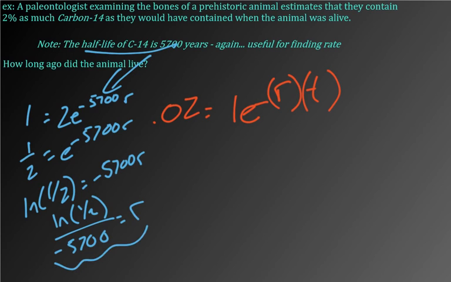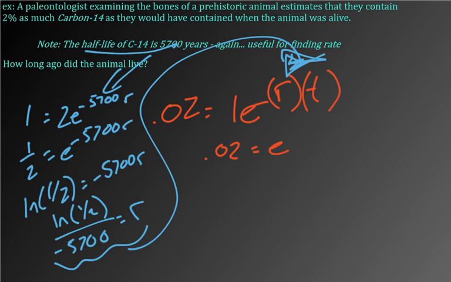So then again, just like some of the last problems, we take this, pop it in here, right? And basically we'll be done. So here, we got 0.02 equals E to the natural log 1/2 all over negative 5,700 times T.